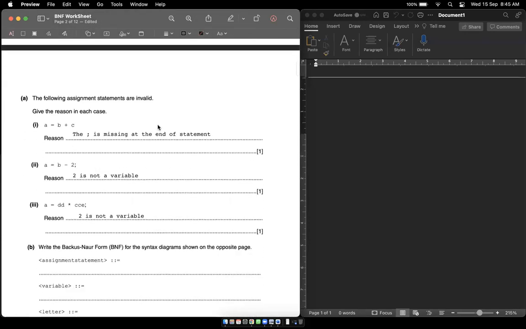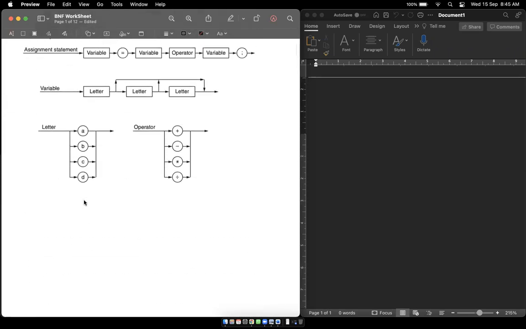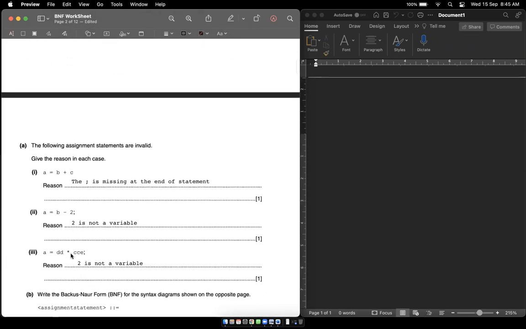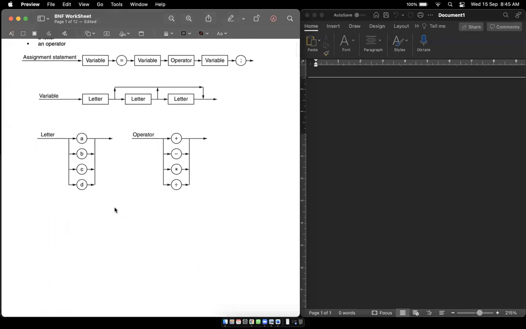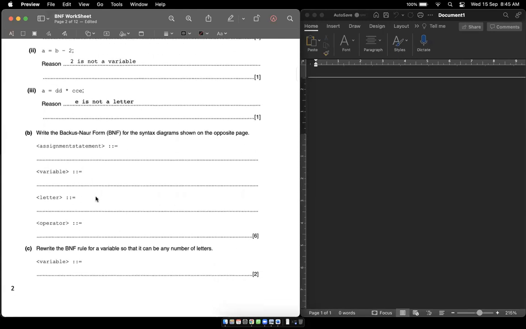The problem is that E is not a letter. According to my syntax diagram, letters start from A and end at D. So E is not a letter. And since E is not a letter, CCE is not a valid variable. So how do we respond to this question here? We'll simply write E is not a letter. So questions like this should be responded to in this manner.